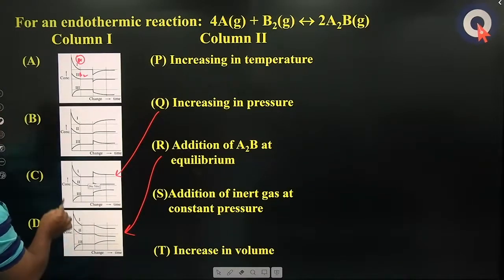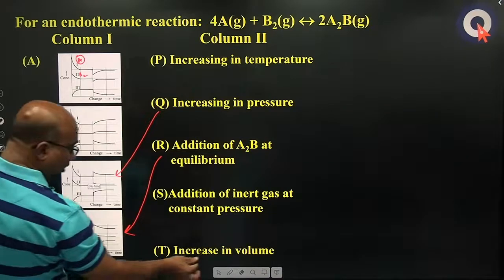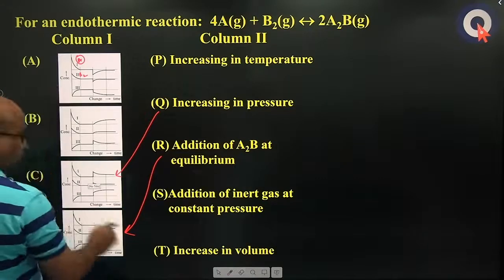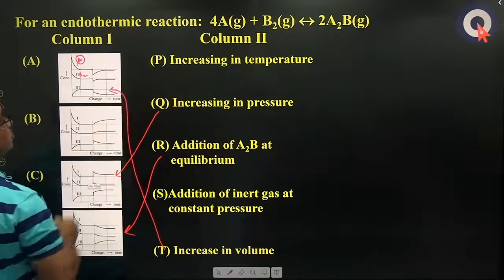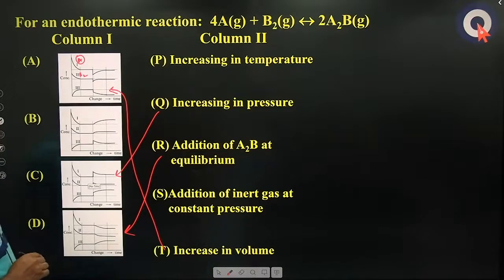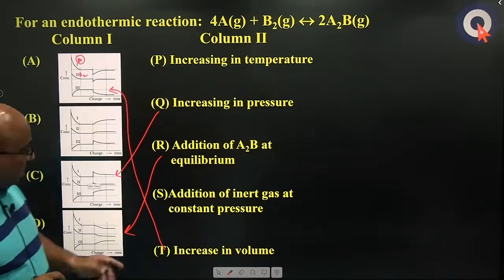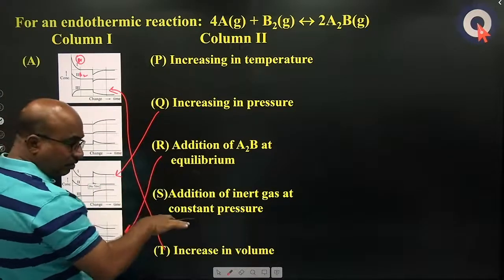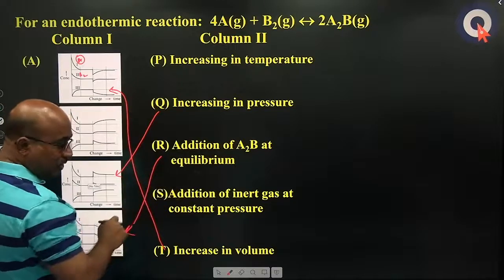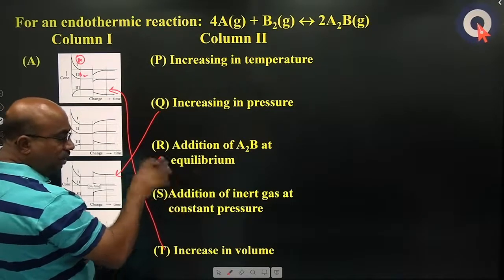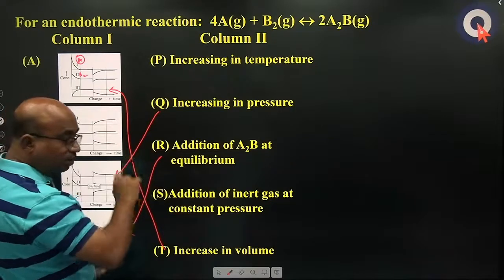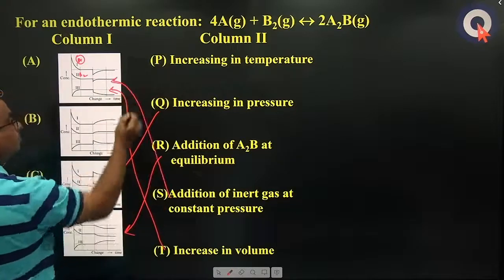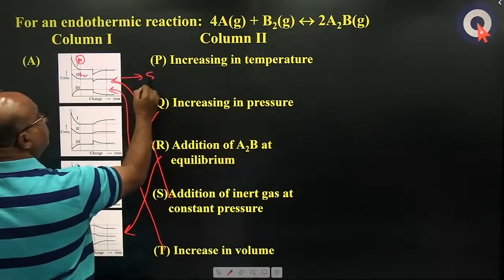Next, the situation when there is an increase in volume. When volume is increased, concentrations will decrease. So this one satisfies this case. Clear? When we introduce the inert gas, there is one more thing, that is the partial pressure of gases, because mole fractions immediately decrease. At constant pressure, the number of moles is increasing, so partial pressures will immediately decrease. So this also satisfies for S. So the first graph satisfies for S and T.